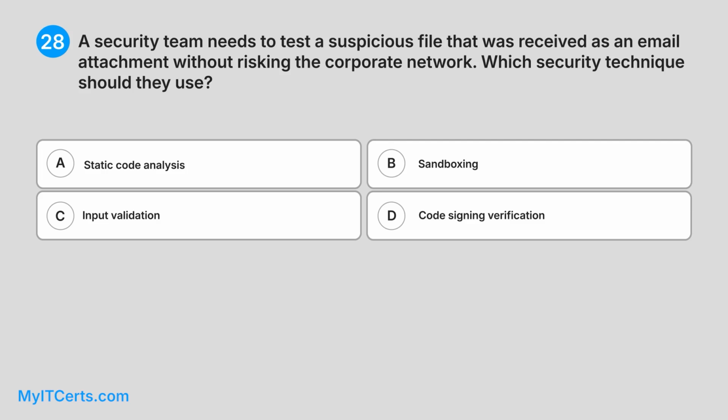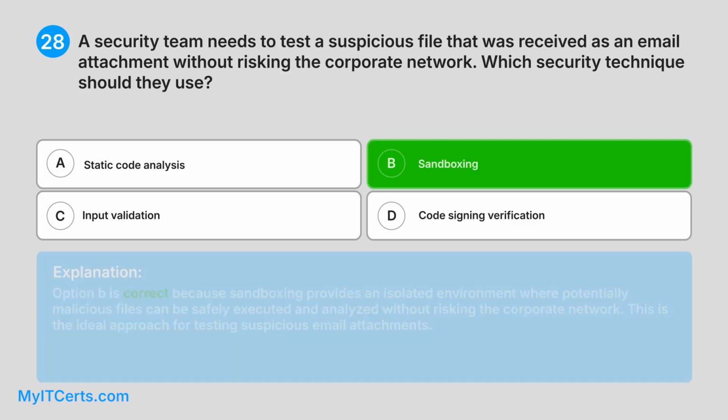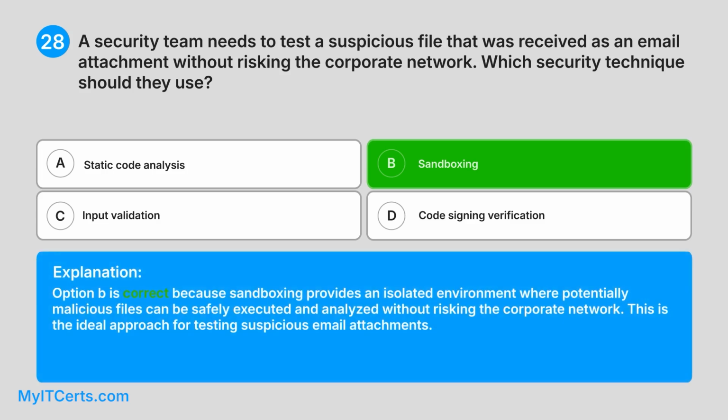Correct answer. B. Sandboxing. Explanation. Option B is correct because sandboxing provides an isolated environment where potentially malicious files can be safely executed and analyzed without risking the corporate network. This is the ideal approach for testing suspicious email attachments.